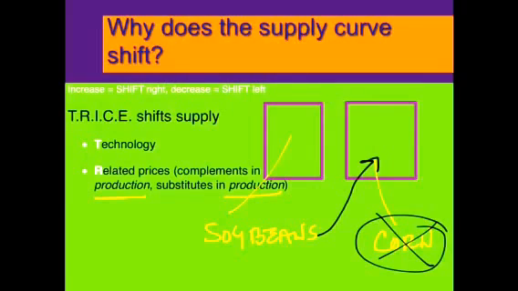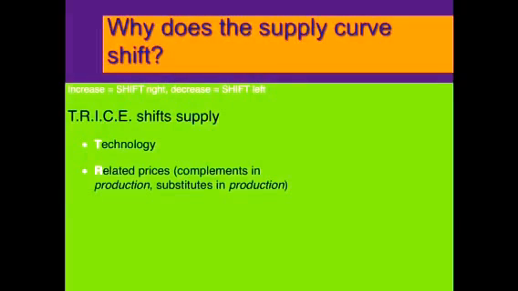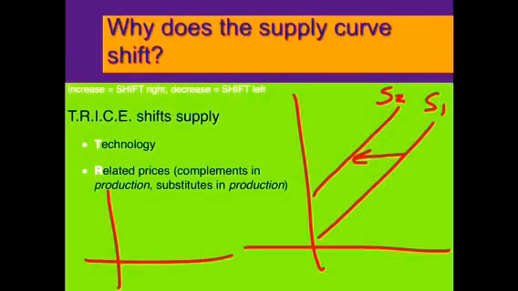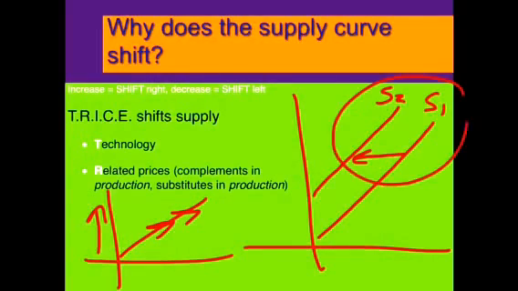So if you look at the model, there would be a shift in the supply of corn to the left, because you would have the price changed for soybeans, and therefore you moved up the curve and you decreased the overall supply of corn. Okay, so that's one of the ways you can look at the price of related goods and services.